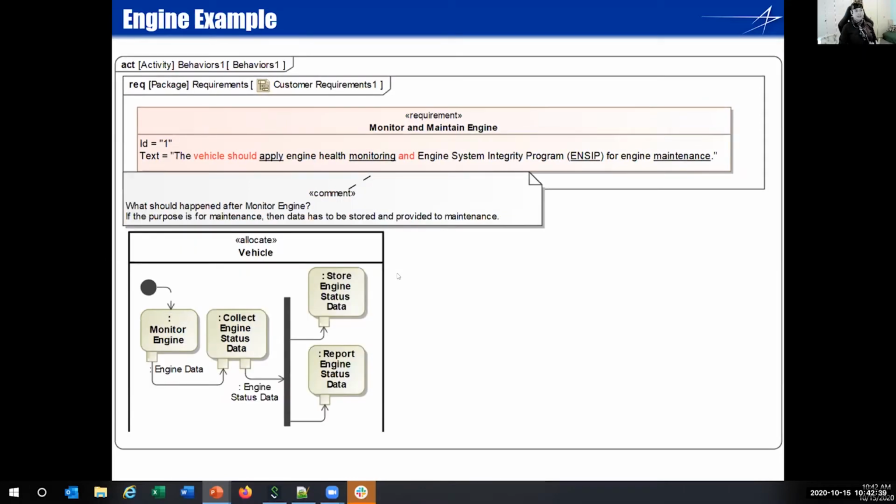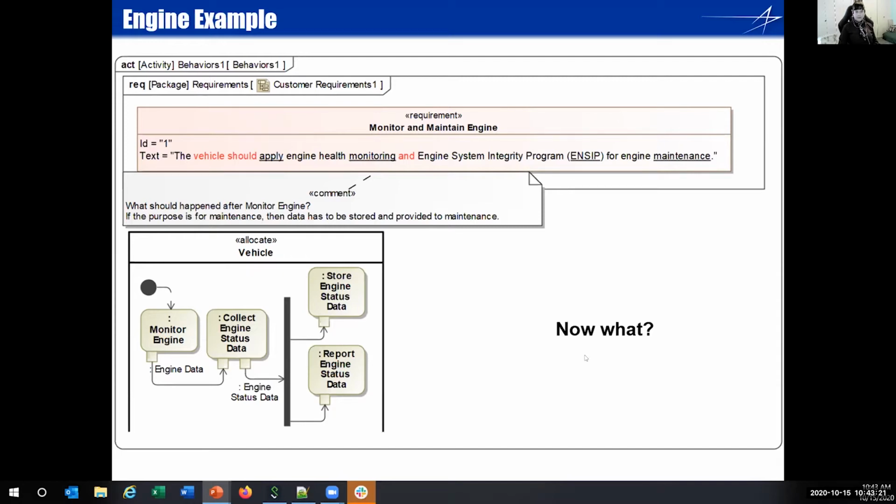So if I'm monitoring the engine, there's some raw data that's going to come out, like maybe RPMs and temperature. I'm going to have to collect that data and maybe put it together in something I can actually use later on to figure out if I need to do maintenance or not. So I'm going to collect that data and store it. I'm also going to have to report it to somebody so that they can figure out if maintenance has to be done. These are the functions that I believe the vehicle system has to do. And so I keep going from there.